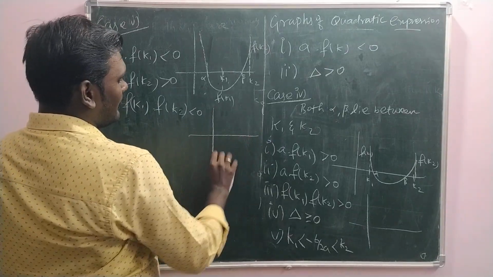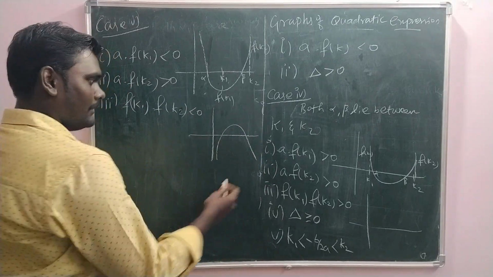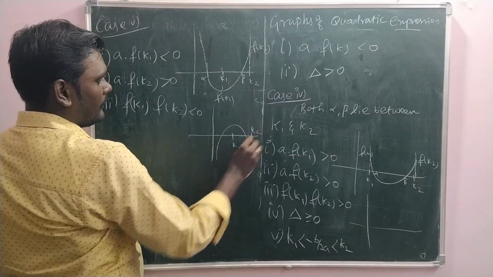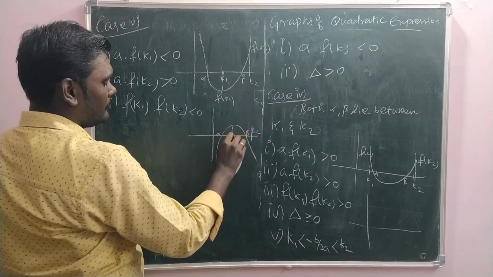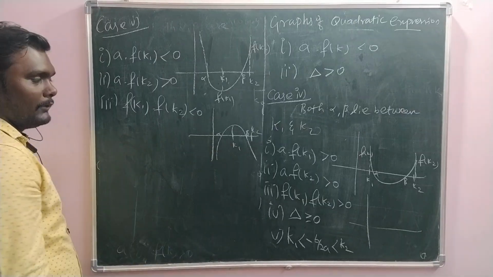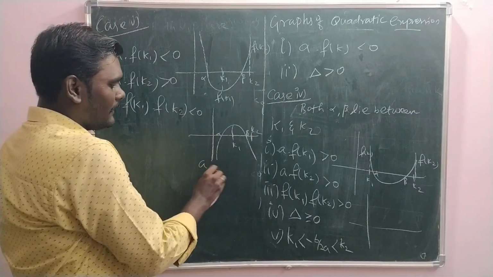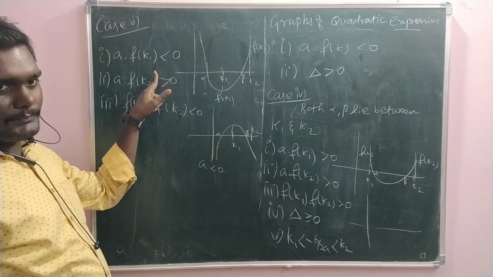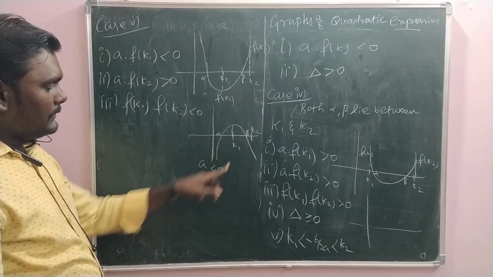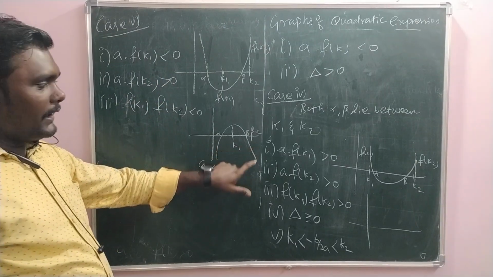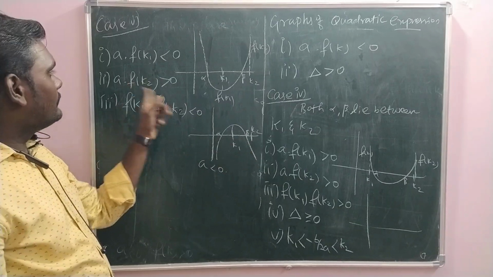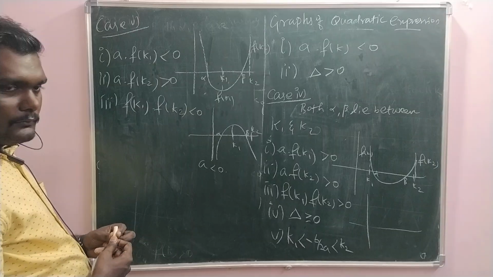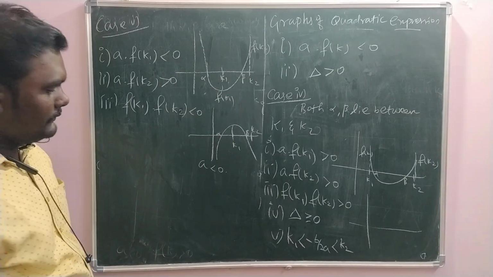Same happens when it is downwards also. Here k1, here k2, alpha, beta. Here a into f of k1 is what, man? A is less than 0, f of k1 is positive. So both will be negative only. Same like f of k2 is negative, a is negative. So it is positive. The same for both the cases.